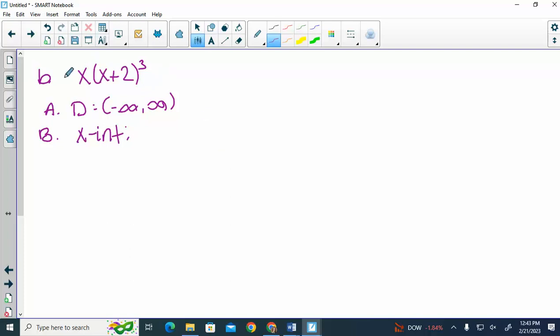X-intercept, if you plug in 0 for y, then we get (0, -2). Y-intercept, if we plug in 0 for x, we get 0. Are we okay on those? So asymptotes we already said. There are none.